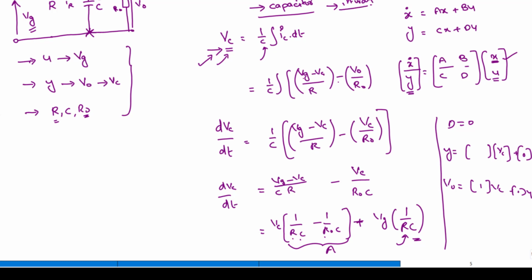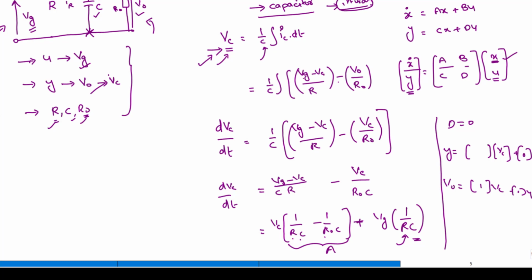Now our aim is to find out the number of state elements in this. So there is an element called R, an element called C, and an element called R naught. So R, C, R naught we have taken. Now find out what the input and output are. Input is Vg, output is V naught. So Vg and V naught.